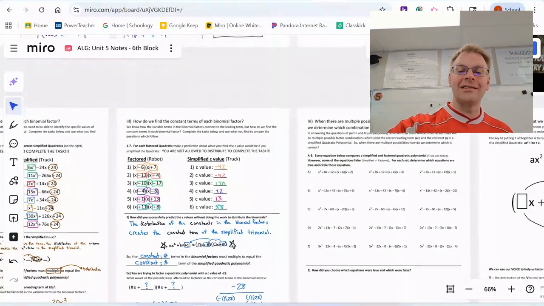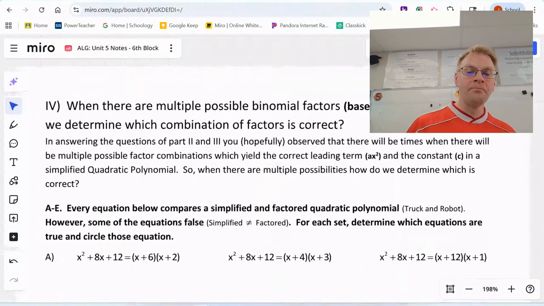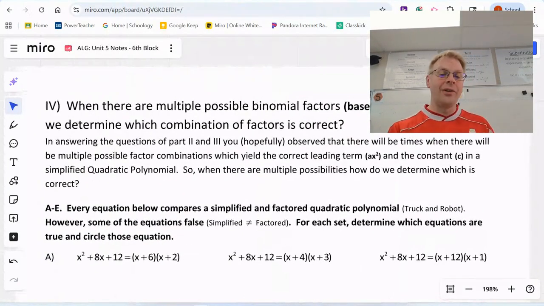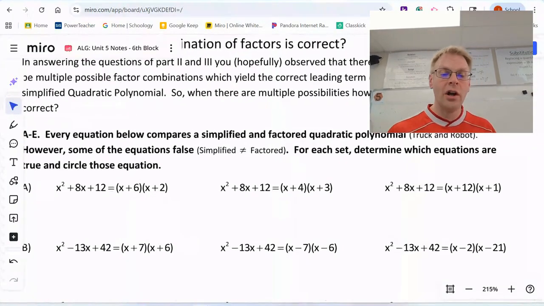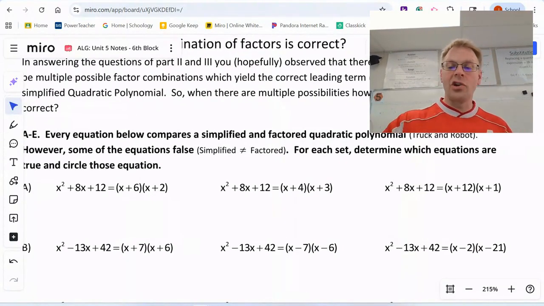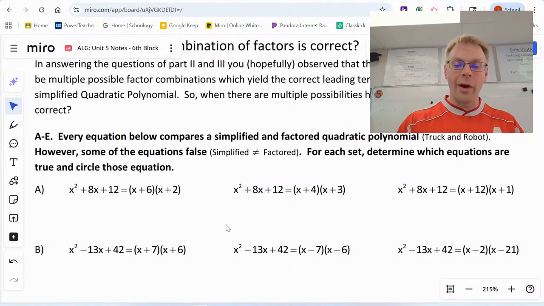And that brings us, guys, to our last question here, which is: if the leading term and the constant term both work, how do we know which one is correct? Take a look at these examples down below, which I'm going to have you go through in a second. Just look at row A real quick here.